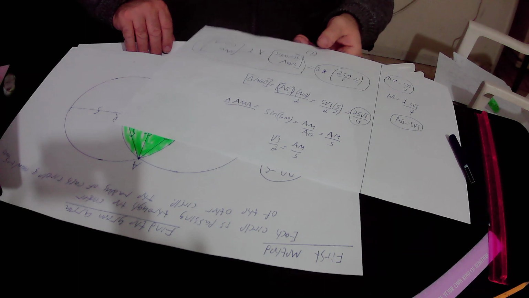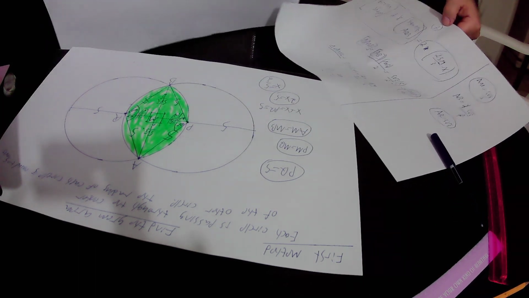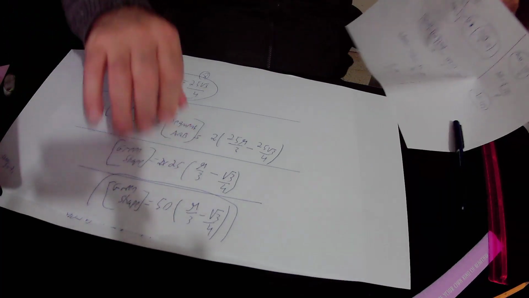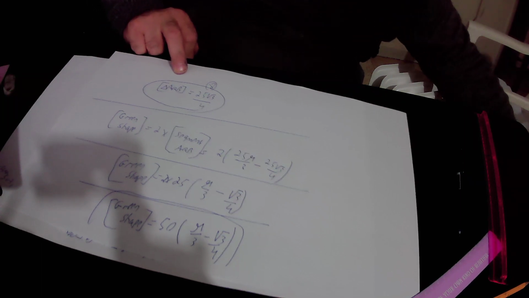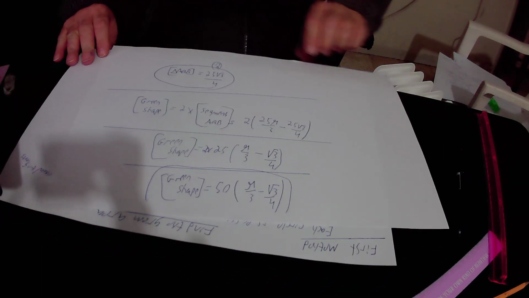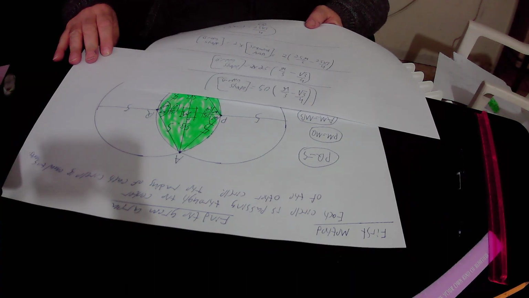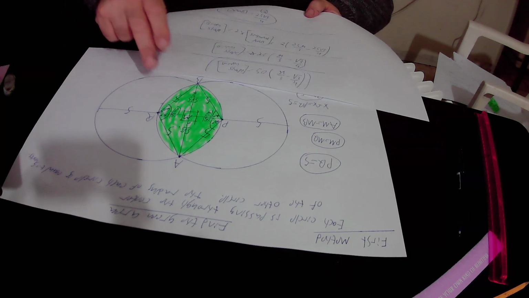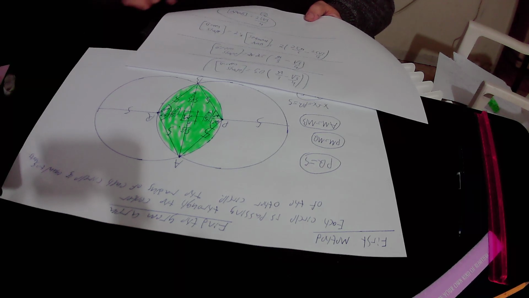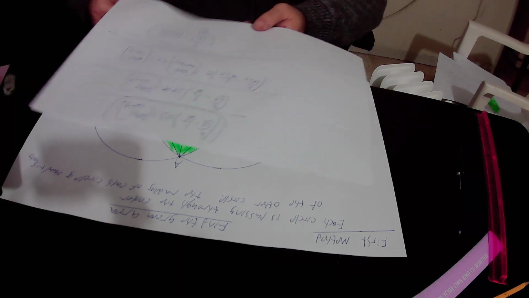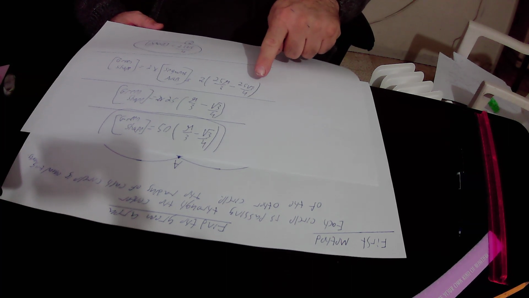So the area of triangle AQB equals 25 times square root of 3 over 4 square units. And the area of the green shape equals 2 times the area of segment AQB. We have already found that the area of segment AQB equals 25 pi over 3 minus 25 times square root of 3 over 4.